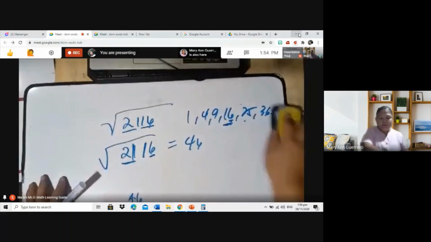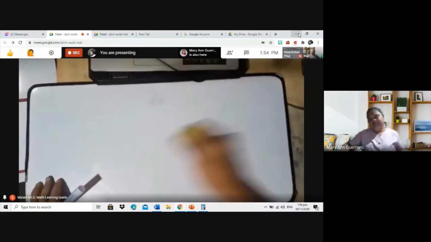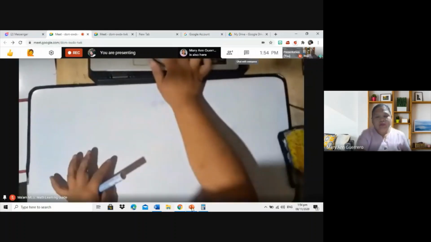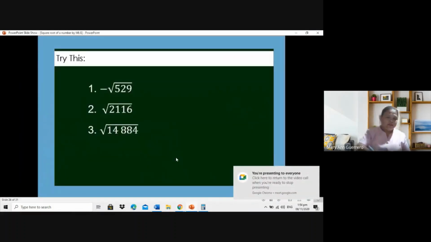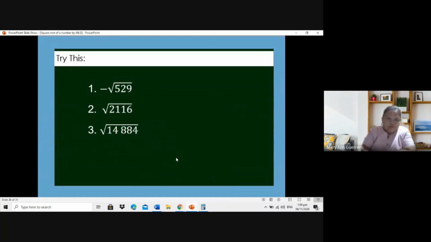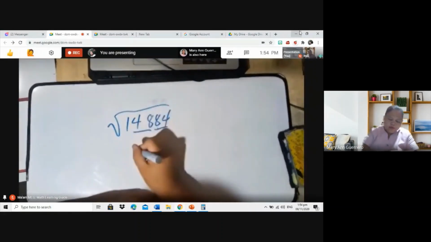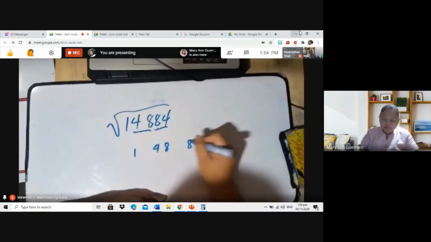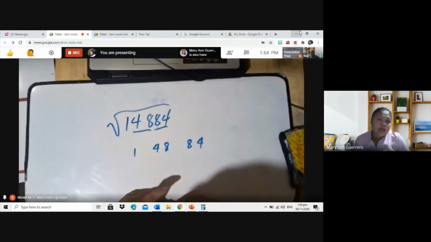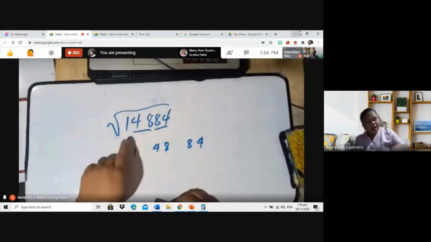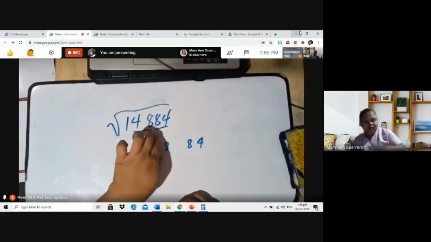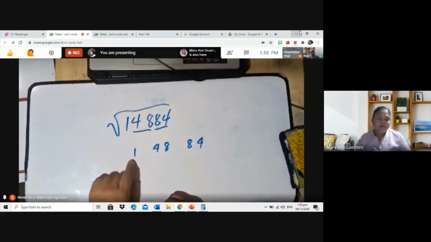Okay? So, para hindi nyo kailangan mag-memorize ng mag-memorize. Okay. So, itong big number na to, sige, try nyo nga kung ano yung square root niya. Okay. Again, hatiin sa by 2 from right to left. Ayun. So, we have 1, 48, 84. So, yun. Sabihin nun, 3 digits yung ating number ng square ay 14,884.